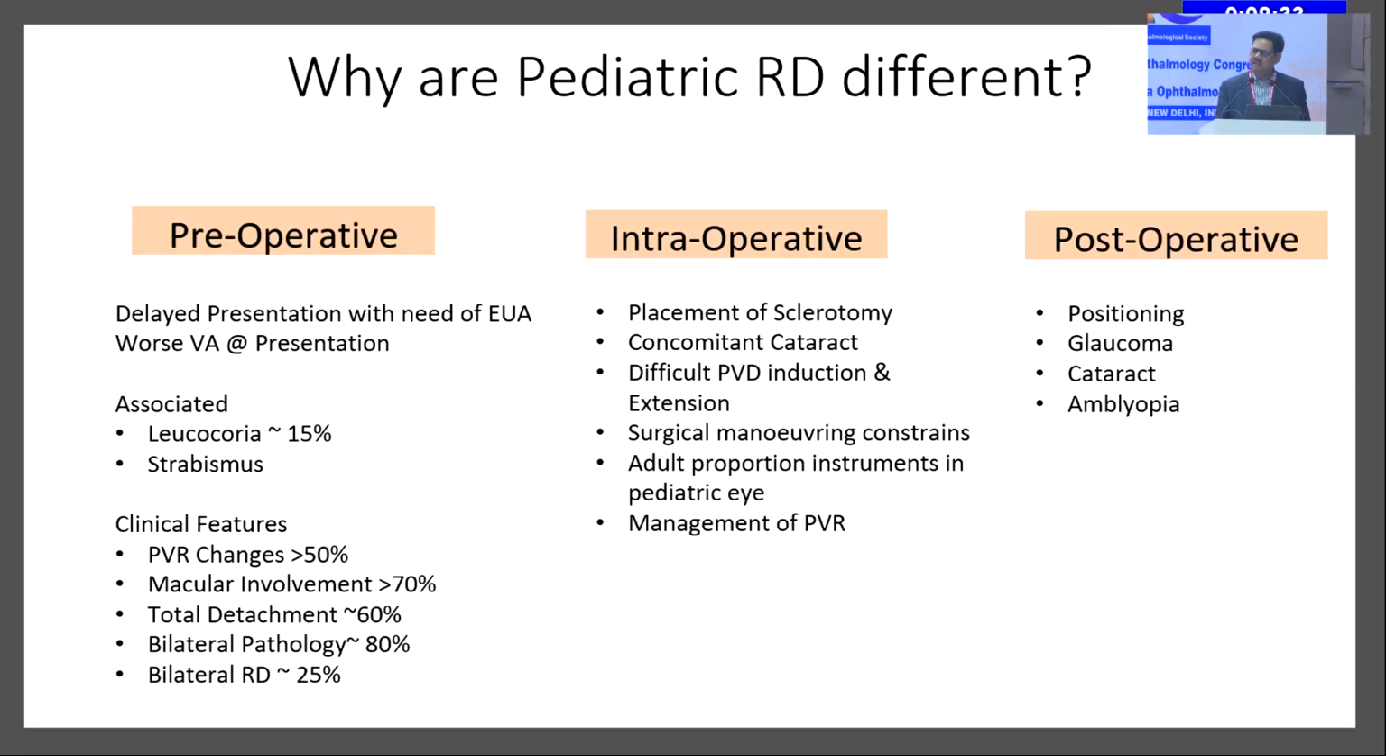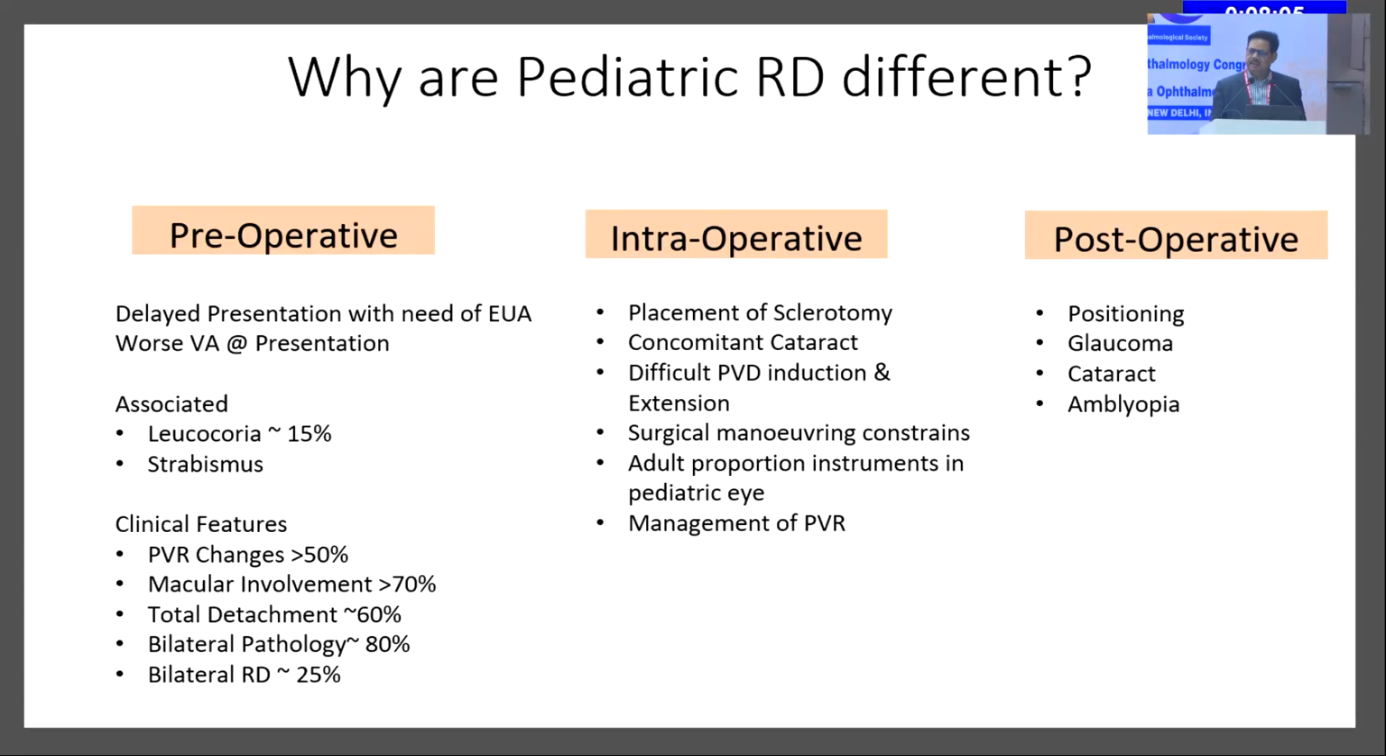How does it present? Most of these detachments, especially up to the age of 2 years, present as leukocoria, and also as strabismus. Most of these detachments have PVR changes because they come very late. I know this about India and maybe other countries as well. Since they come late, there are PVR changes in more than 50% of these cases.